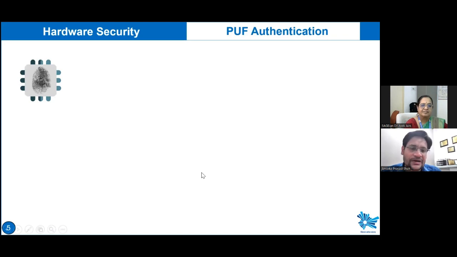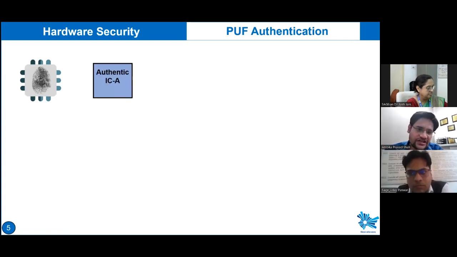So I was talking about the physically unclonable function, which is nothing but the fingerprint of an integrated circuit. And now the question is how we authenticate any IC with the help of this PUF. So let us try to understand the working of this physically unclonable function.